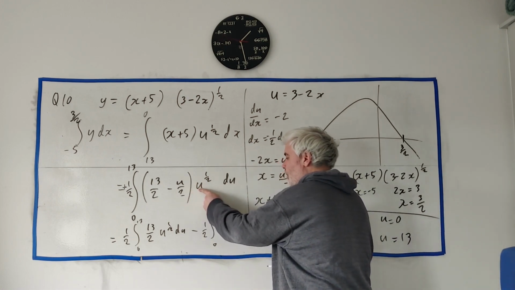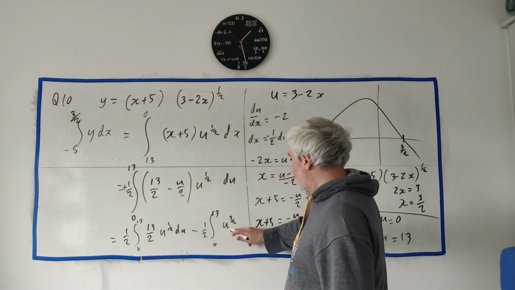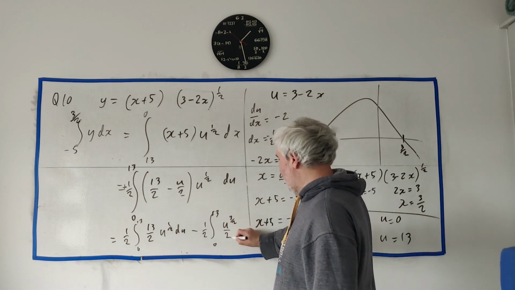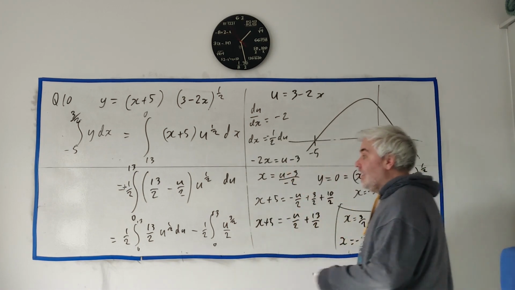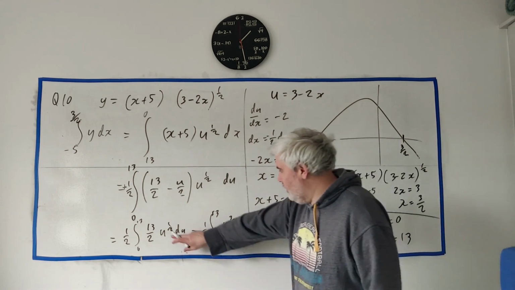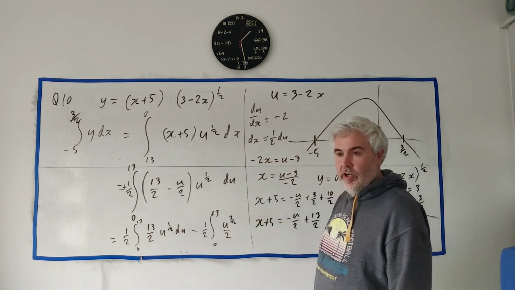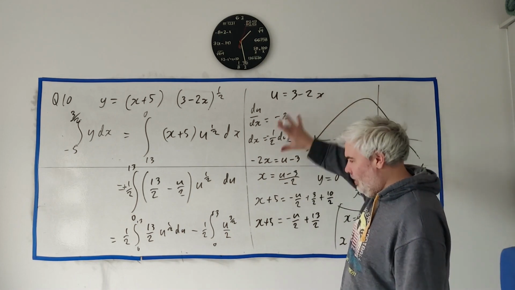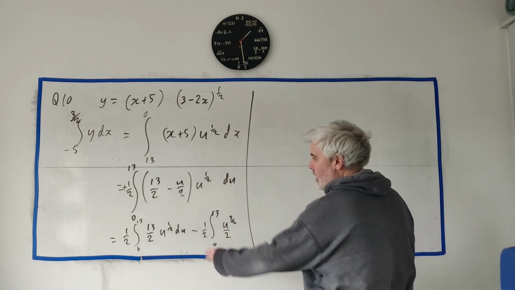u multiplied by u to the power of a half is u to the power of 3 over 2. There's a half under here. Let's leave the half there for now. Okay, these are two integrals we can now do. They're not that difficult. Power of a half, power of 3 over 2. But I'll rub all this out and we'll fit it in up here. Okay, let's move this up here.